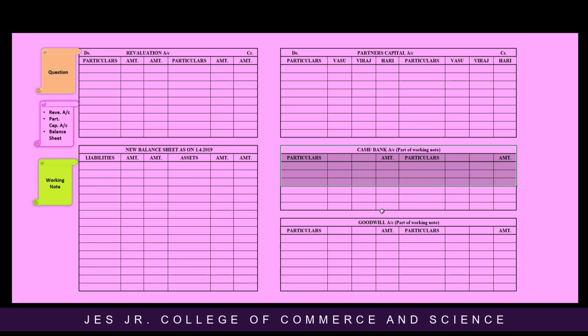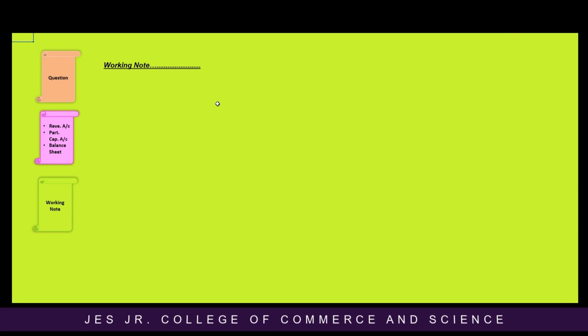This is the cash balance, and this is the cash account, this is goodwill account. These two are the part of working note, already I have mentioned over here. And this page will be for working note. Here we will be solving working note.